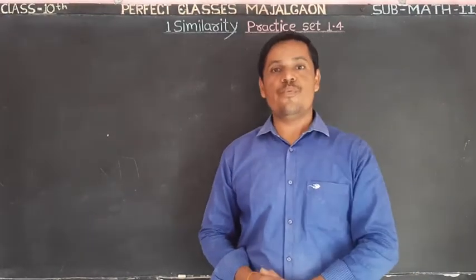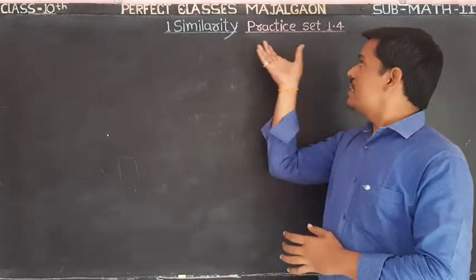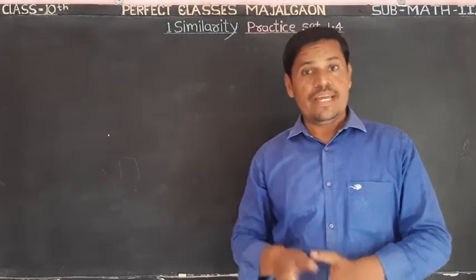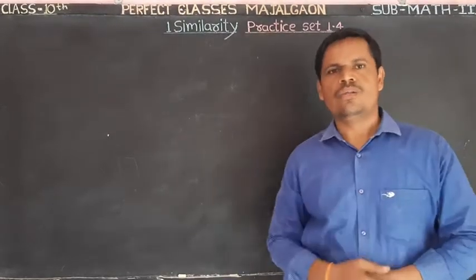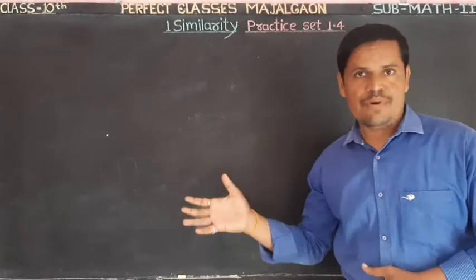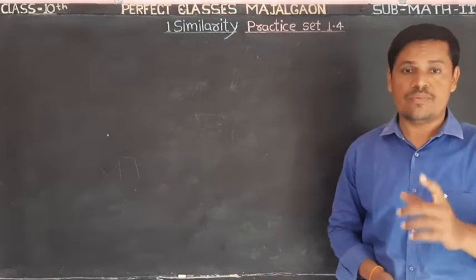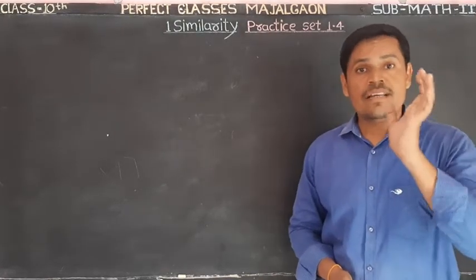In the previous video, we saw the theorem of similar triangles. In this video, we see practice set 1.4. This practice set is based on the theorem of similar triangles. There are 7 examples in this practice set. We complete all 7 questions in this video, so watch the video till the end.